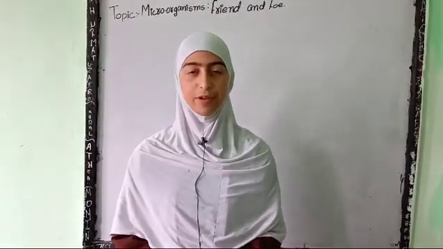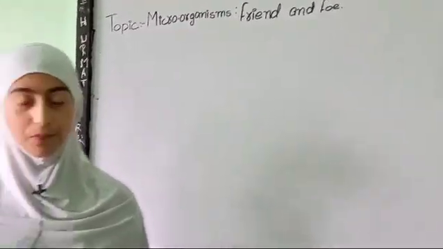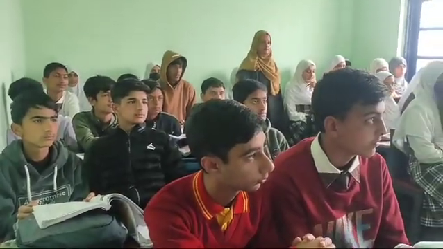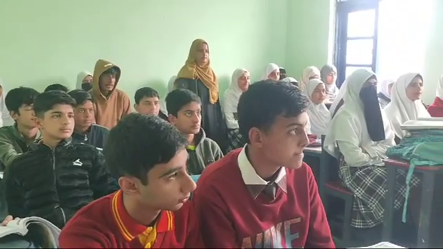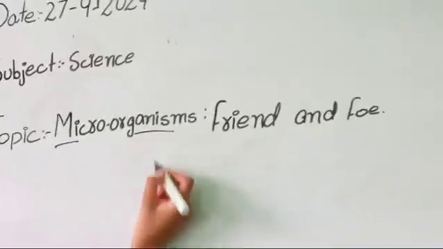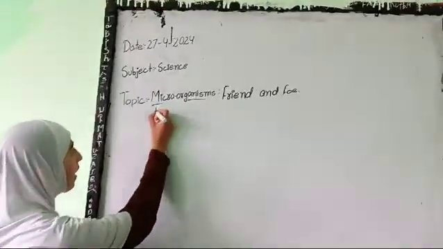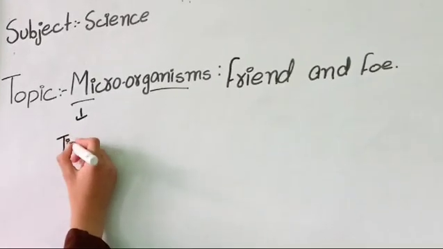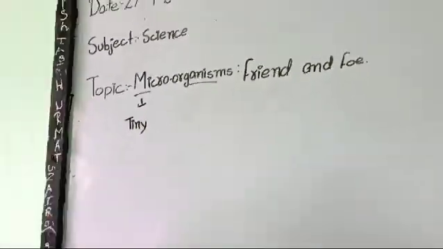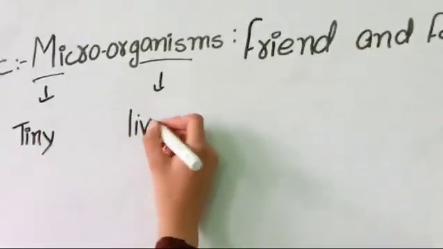My dear friends, today we are going to read about a topic that is microorganisms, friend and foe. Microorganisms is a word made up of two words. First one is micro, another is organism. So, what do these words mean? First one is micro. It means tiny or we can say small. Another is organisms, which means living beings.